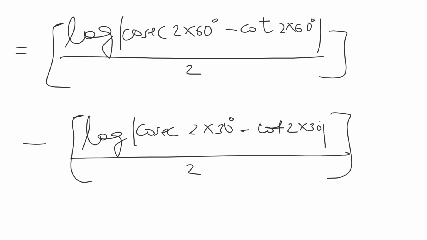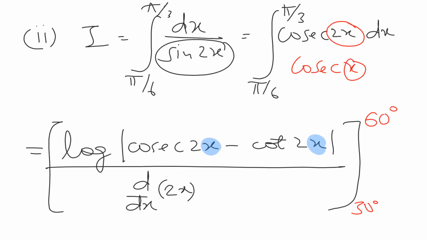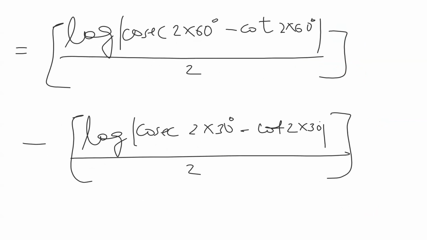So what I've done after this particular step, the entire box bracket is there, so I've written box minus box. In the first box, wherever there is x, I'm putting the upper limit, and in the second box, wherever there is x, I'm putting the lower limit. Okay, this way. So this will become cosec 120, cot 120, cosec 60, cot 60. Okay, so cosec 120 is the reciprocal of sin 120.